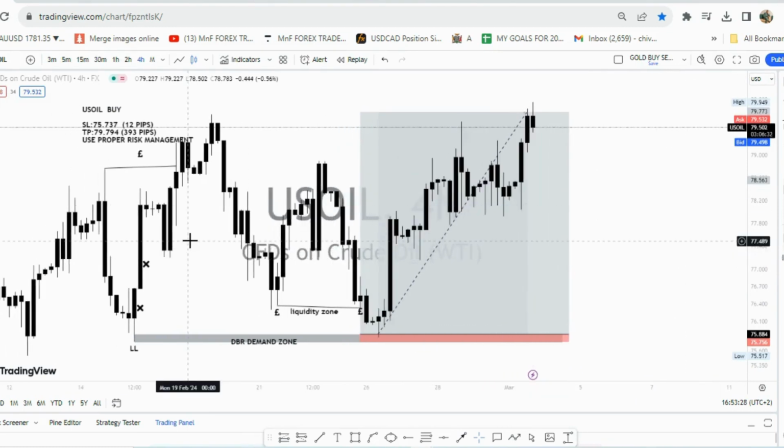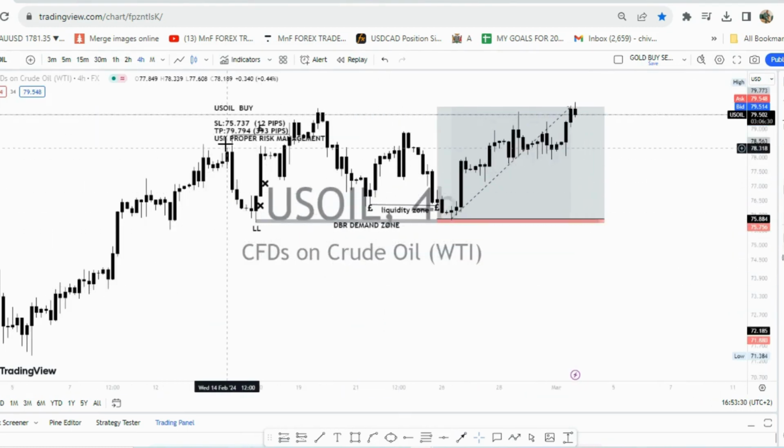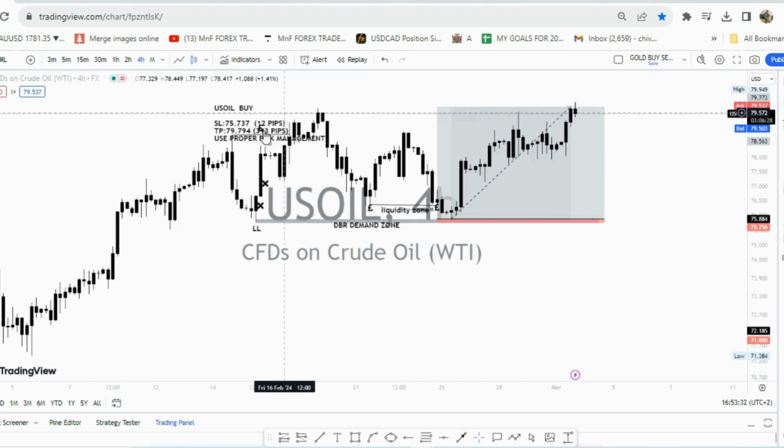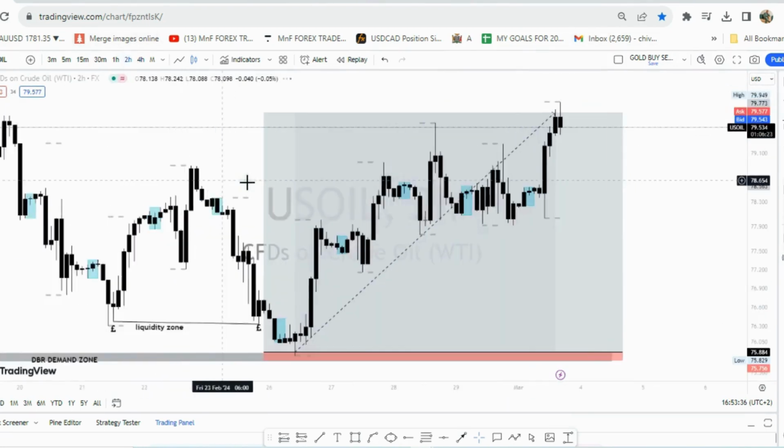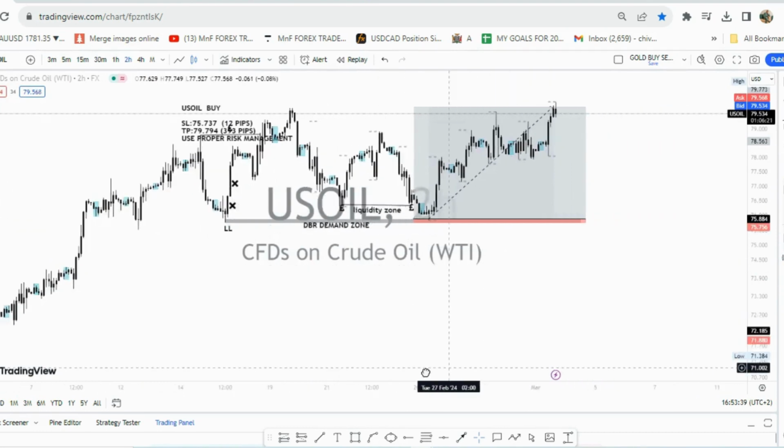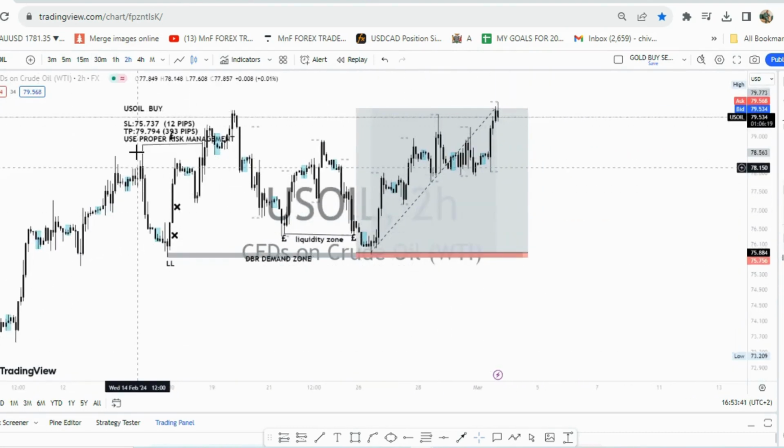That's very good. So let's see here, what do we have? We have a drop base rally. Remember, the market is still pushing to the upside, right? So let's go to the 2-hour time frame so that we can see it much clearer. We can see that the market gave us a nice drop base rally, and then we have a break of structure.